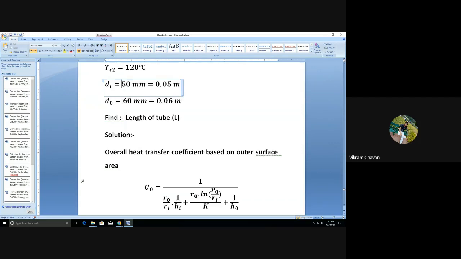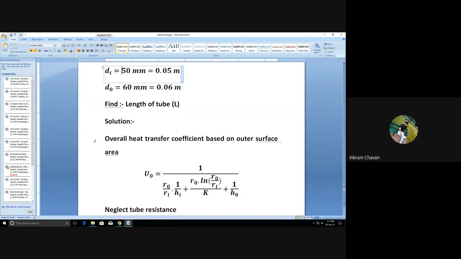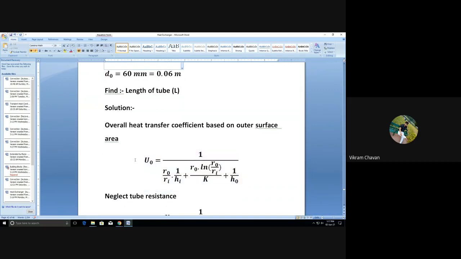In this case, I have considered the overall heat transfer coefficient based on the outer surface area. So my equation will become U naught is equal to 1 divided by [R naught divided by Ri multiplied by 1 divided by Hi, plus R naught multiplied by ln of (R naught divided by Ri) divided by K, plus 1 divided by H naught]. That will be the equation for the overall heat transfer coefficient for this particular heat exchanger.